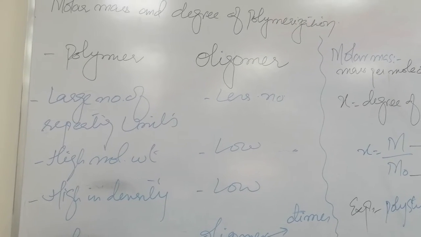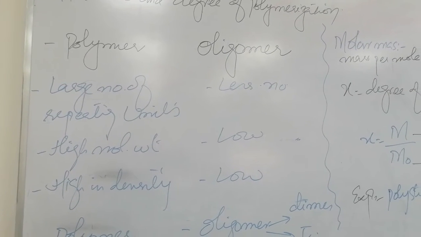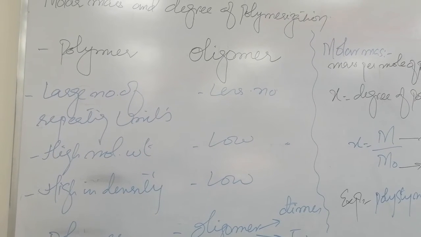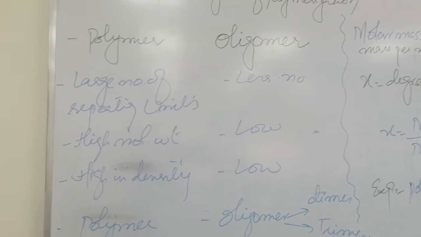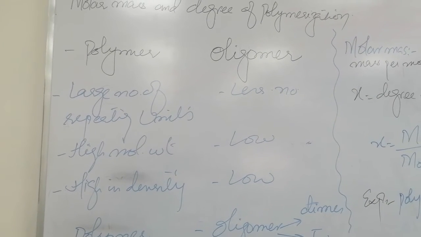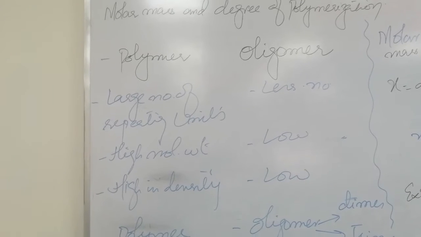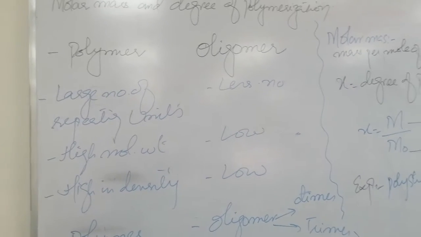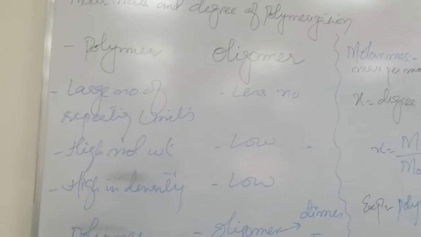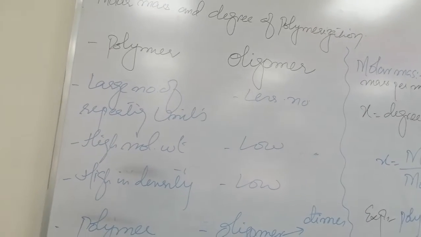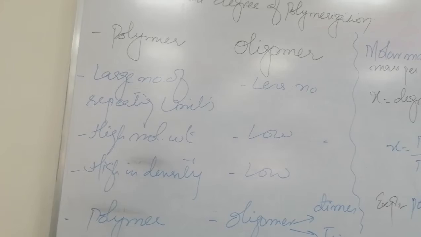The smaller ones are called oligomers, and they have fewer repeating units. Polymers have high molecular weight, while oligomers have low molecular weight. If fewer than 10 monomers are combined together, they are categorized as an oligomer. But if we have more than 10, even thousands, then it's called a polymer. So the number of repeating units or monomers present in the chain decides whether it belongs to oligomer or polymer.